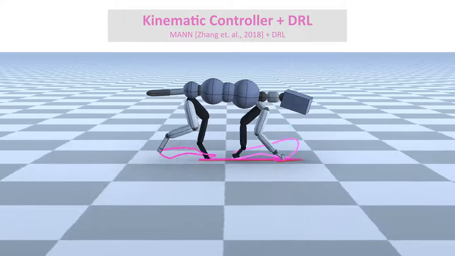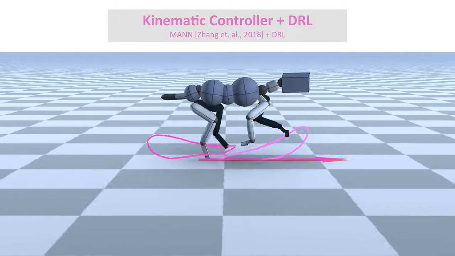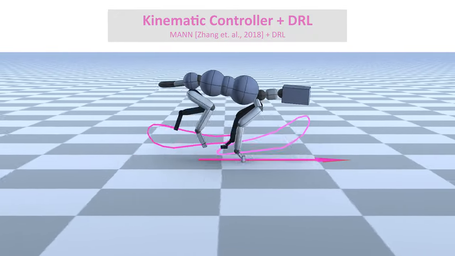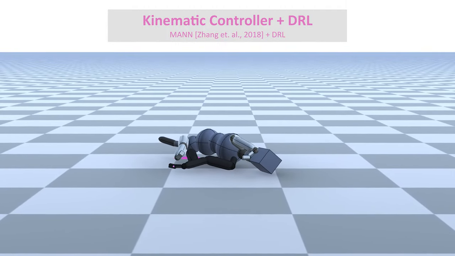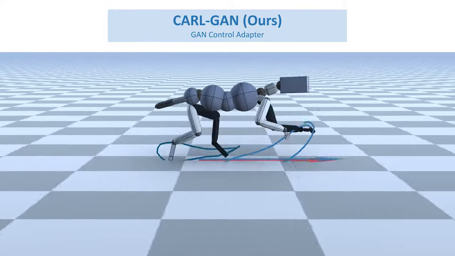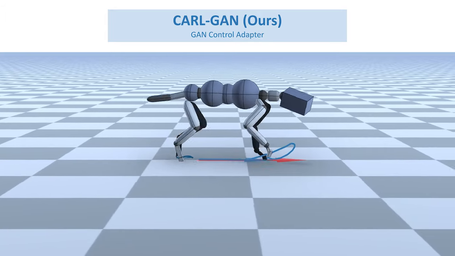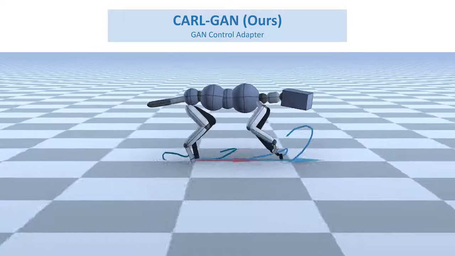A more recent approach controls the agent through an existing kinematic controller. Despite its high-quality motion, its ability to accommodate unseen transitions is limited by the availability of action labels and motion data. In contrast, our method learns to accommodate the unseen transitions by exploring the action manifold, hence does not require action labels or additional motion data.